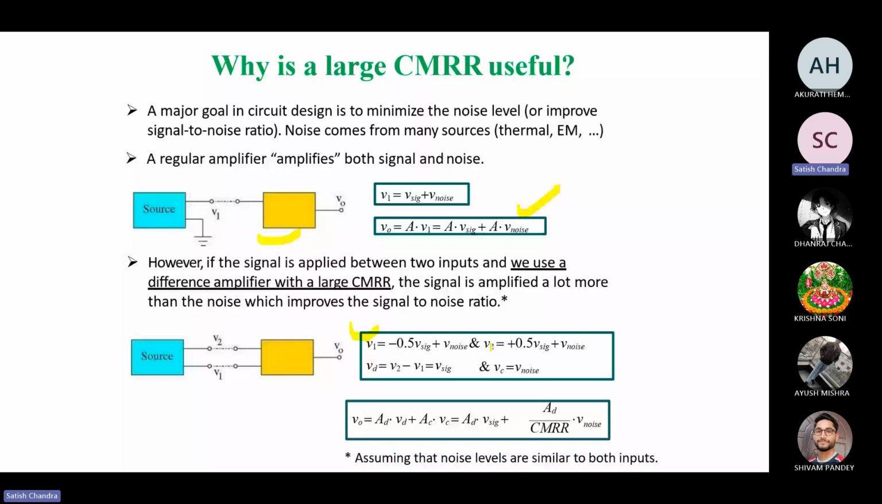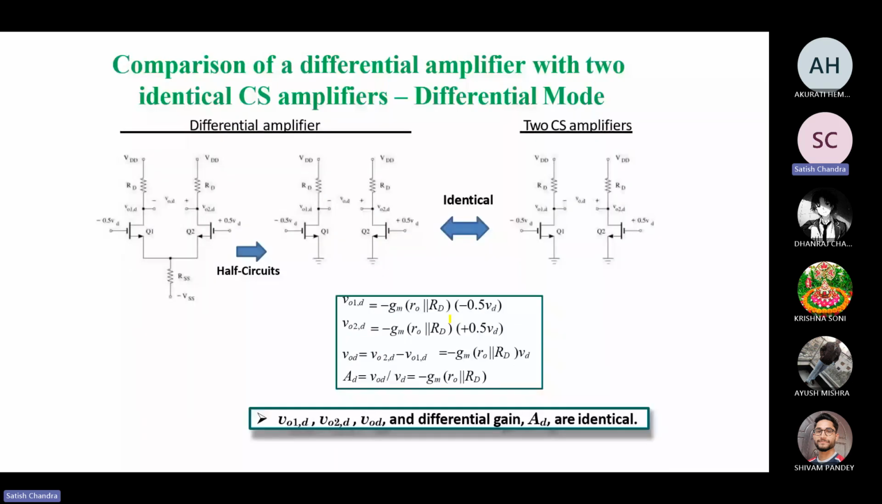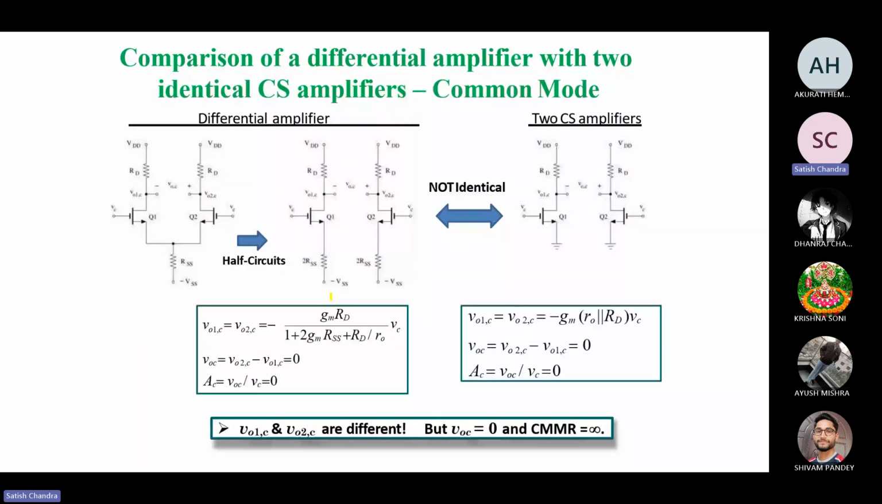So now, if I'm going to look into one half circuit of this part, for the case of the differential amplifier, it looks like this. Rather, for the common mode, what is going to happen? You can see the differential mode looks identical, whereas in the case of common mode, it is not going to be identical. Why so?